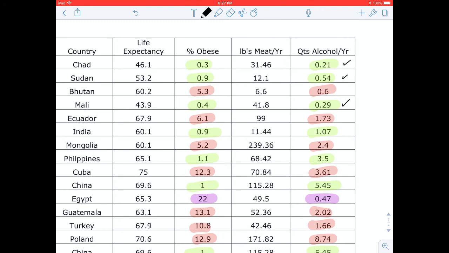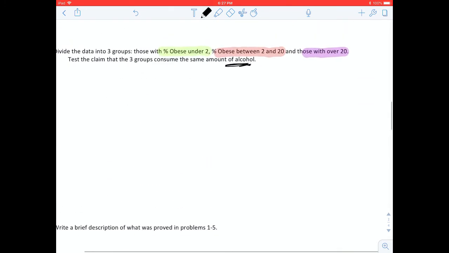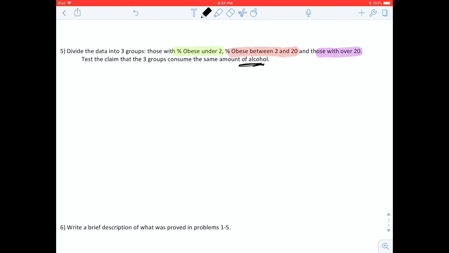So you go over here and all of the green ones, you put them in list number 1. And then all of the red ones, you put them in list number 2, etc. And then all of the purple ones, you put them in list number 3. Once you have all those numbers in the list, then you write down, here's the 3 groups. Those that are under 2 for obesity, those between 2 and 20 for obesity, and those over 20 for obesity.